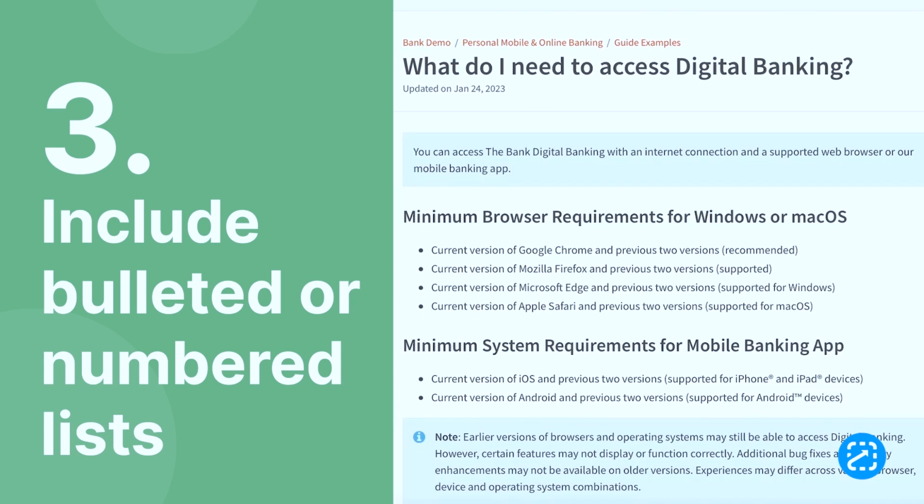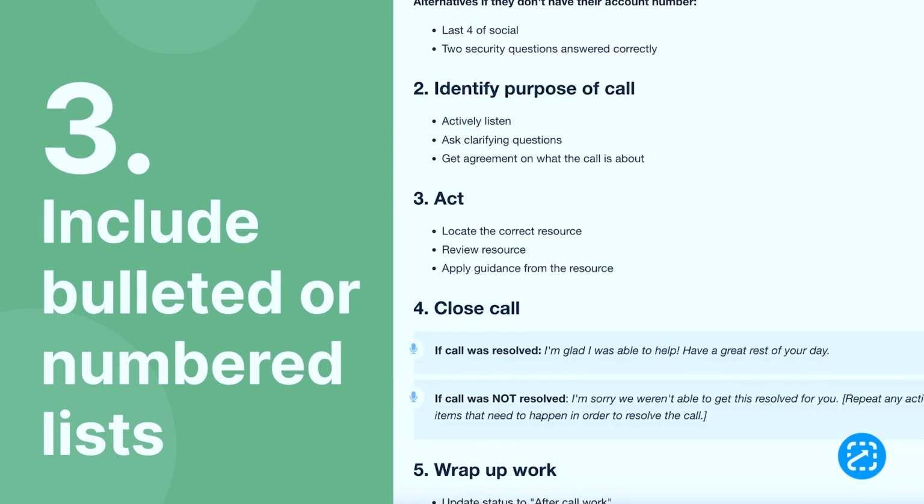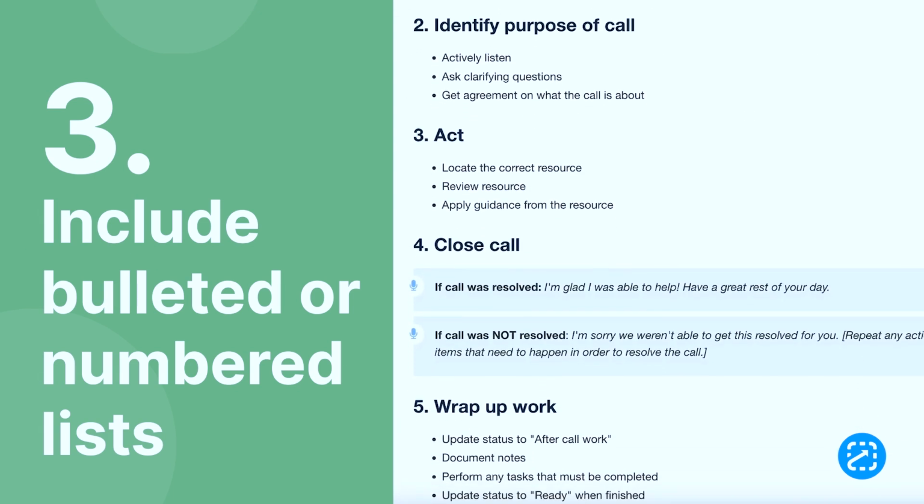Tip number 3, include bulleted or numbered lists. Both bulleted and numbered lists allow end users to consume a lot of information quickly. A numbered list sets a clear, consecutive order for step-by-step instructions.